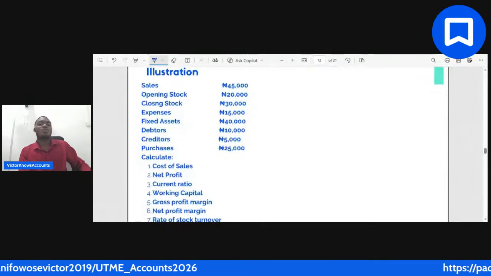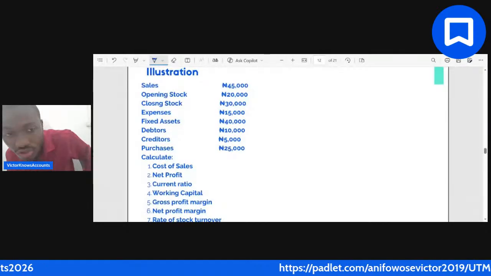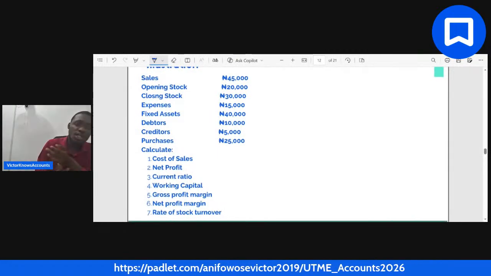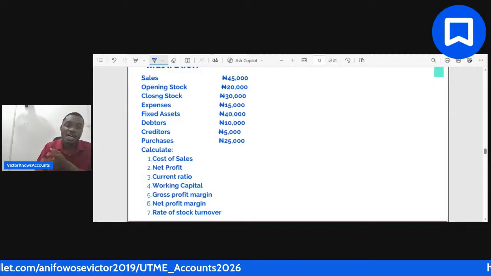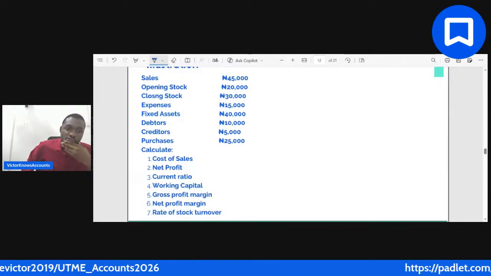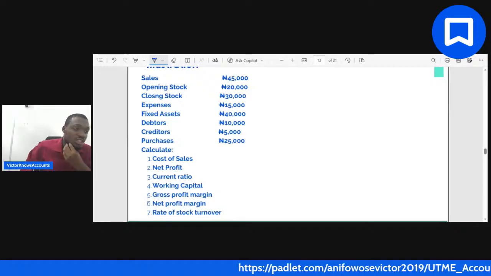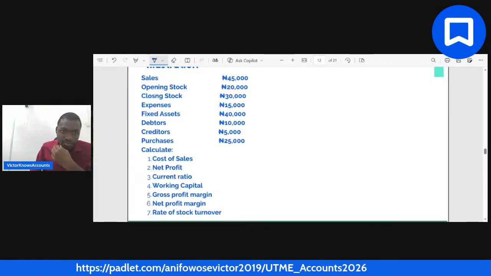Now let's work on this example. We have sales 45, opening stock, closing stock, expenses, fixed asset, debtors, creditors, purchases. Now the question says calculate cost of sales, calculate net profit, calculate current ratio, calculate working capital, calculate gross profit margin, calculate net profit margin, and calculate the rate of stock turnover. Are we together? All right.